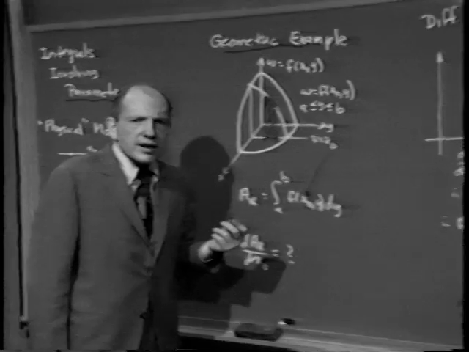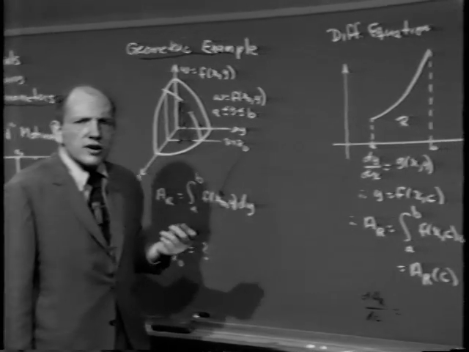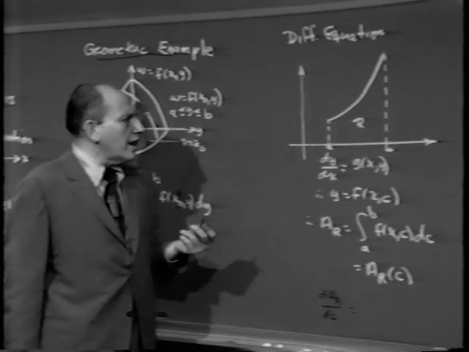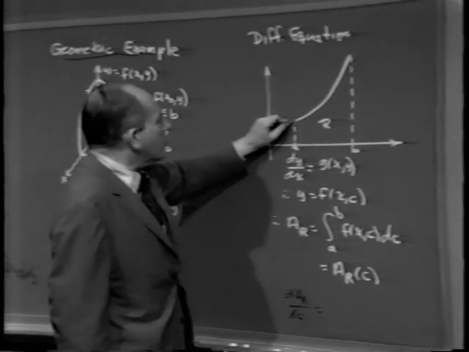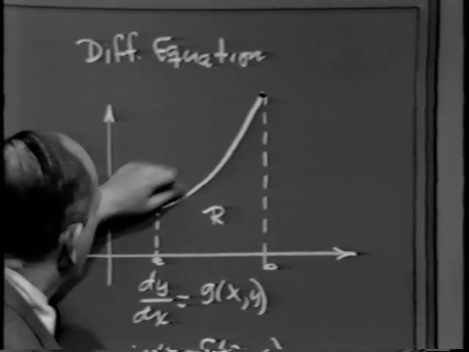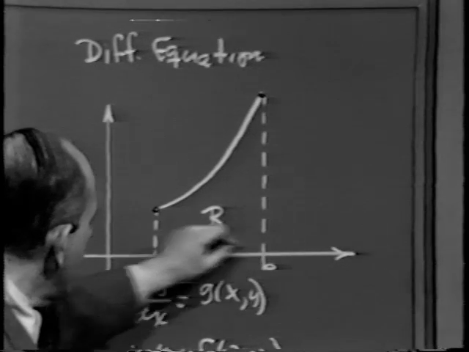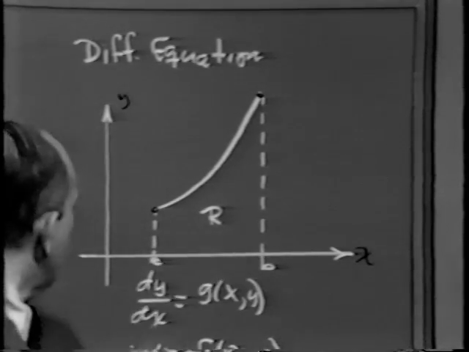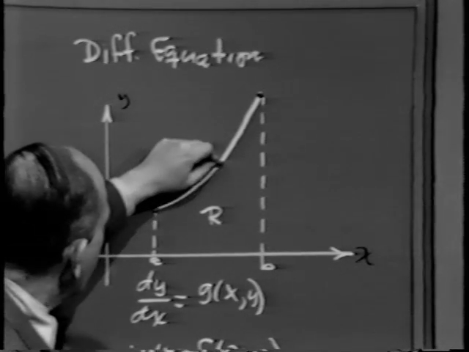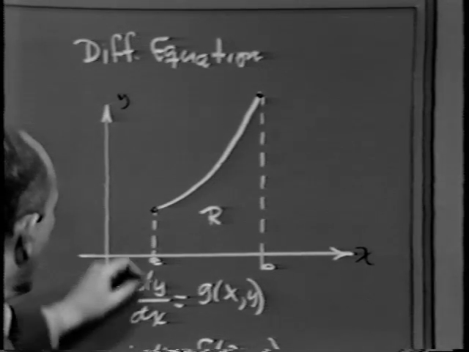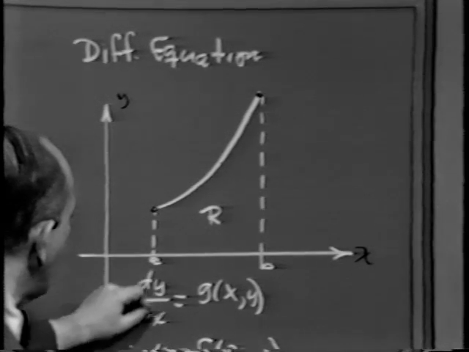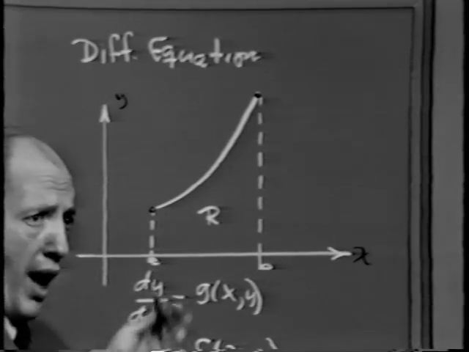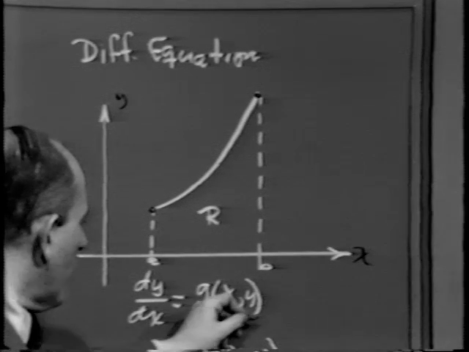A third place that this type of situation occurs is in solving certain differential equations. For example, suppose we're given a particular curve, and that curve determines a region R between the lines x equals a and x equals b. Suppose all we know about the curve is its slope at any point. We know that its slope at any point is given by dy/dx is some function of x and y, which we don't necessarily have to go into right now.